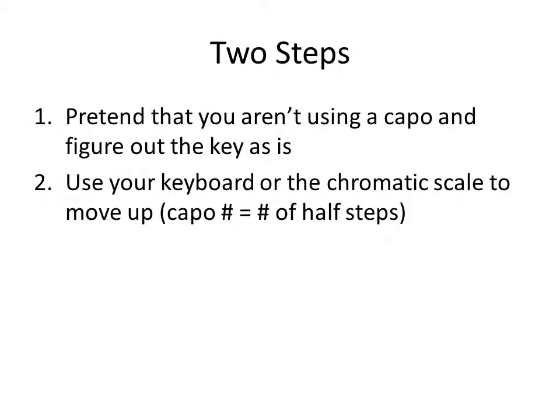There's only two steps. The first step is just to pretend that you aren't using a capo at all. Just look at those chords and say, well, if I was not using a capo, what key would this be in? The second step is to use your keyboard, or the chromatic scale, to go up in pitch. A capo number is going to be the number of half steps that you move up.